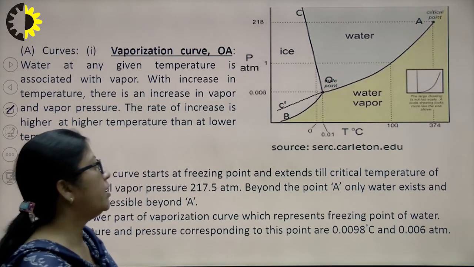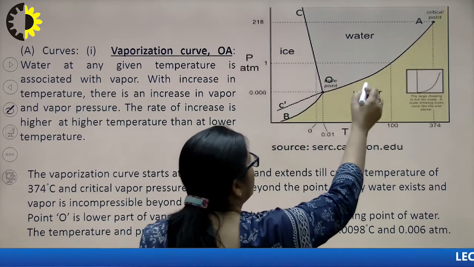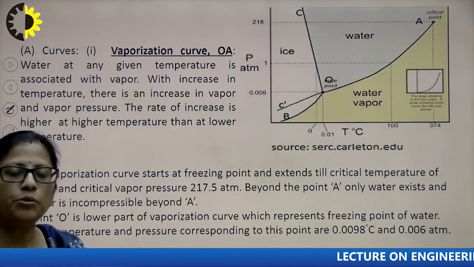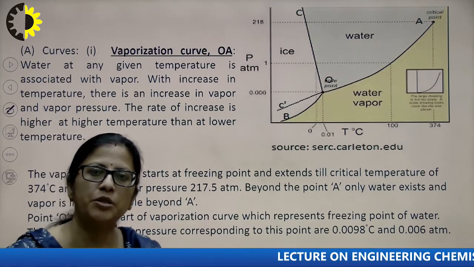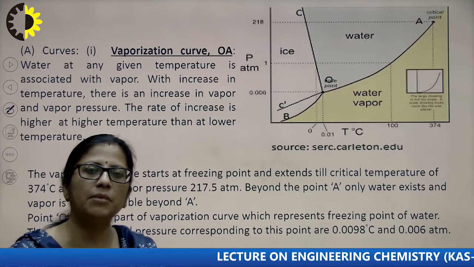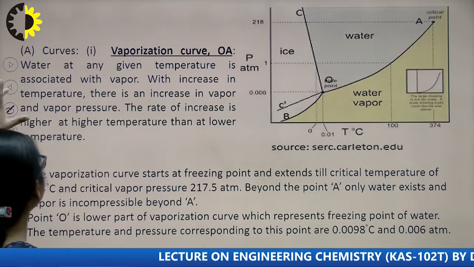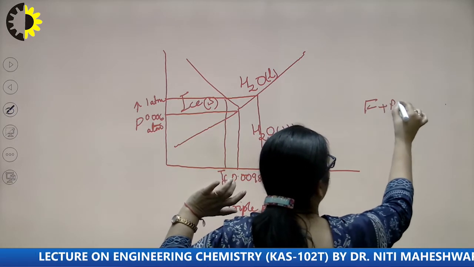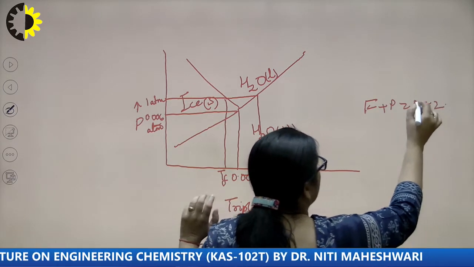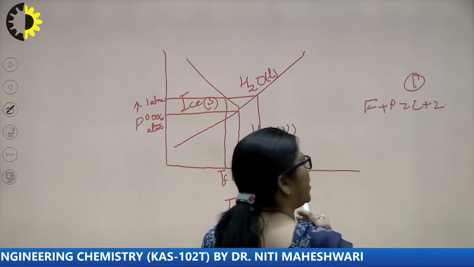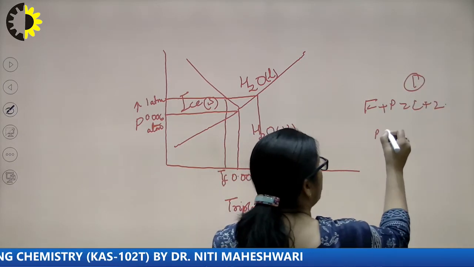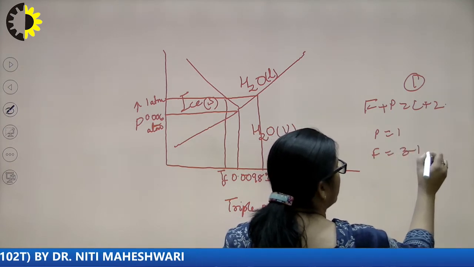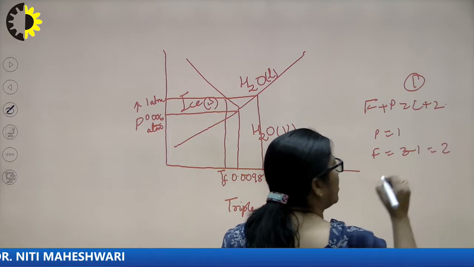So, in the different states, ice, water and water vapor, in the areas the degree of freedom is 2 according to the equation F + P = C + 2. This is a one component system. If the number of phases is 1, then according to the equation F + P = C + 2, since for the water system C is fixed as 1, if P = 1, then F = 3 - 1, which is 2. So, the degree of freedom will be 2.